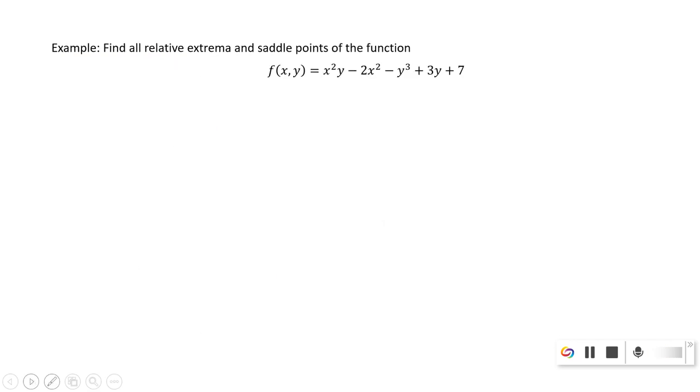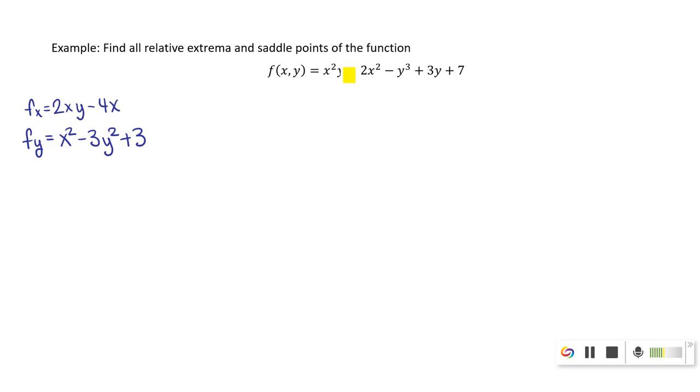All right, so let's do an example. Let's see if we can find all relative extrema and saddle points for the following function. We've got the function f(x,y) = x²y - 2x² - y³ + 3y + 7. I'm going to start by finding my partial with respect to x. The derivative of x²y is 2xy, and the derivative of negative 2x² is negative 4x. And nothing else has an x in it.